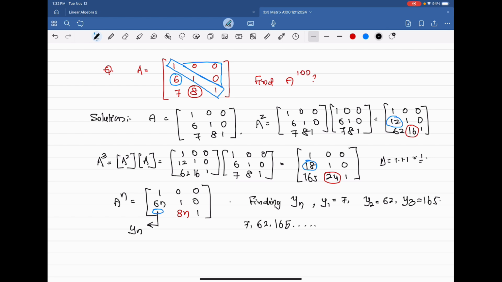Let us find out. What is the difference between 7 and 62? It is 55. What is the difference between 62 and 165? It is 103. Then what is the difference between 55 and 103? 48. And if we add another 48 here, what happens? The difference will be 151. Next element will be 316.